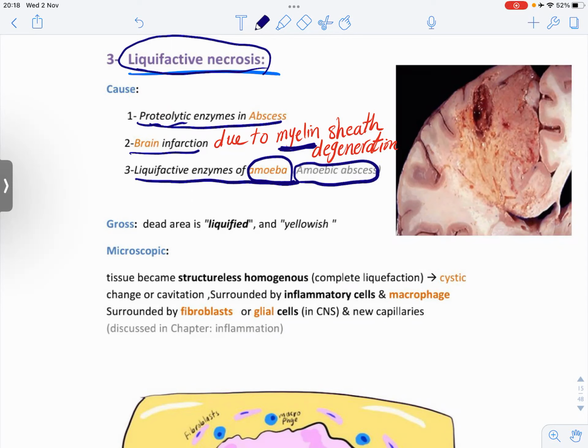When amoeba starts to produce toxins and proteolytic enzymes, it destroys the protein of the cells, and the proteins of the cell will convert into pus, surrounded by fibers, forming an amoebic abscess. And it's very dangerous.